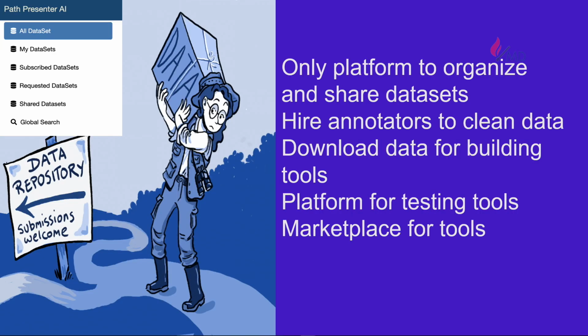The AI platform is the only platform that is available to organize and share data sets. You can also hire annotators to annotate the data, because every person who is using pathology data is not a pathologist. They need somebody to annotate the data. You can then download the data for building your AI tools. And once your tool is built, you can come back to the platform to get another set of data to test your tool. And once the tool is built, you can also place it on the platform to sell it to different universities. And currently, we are also being evaluated by the FDA for data collection.